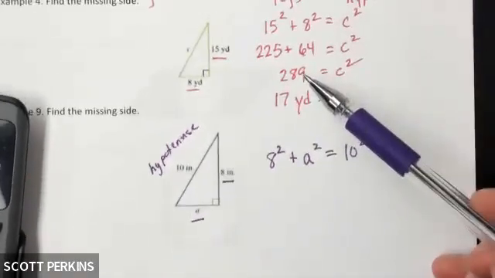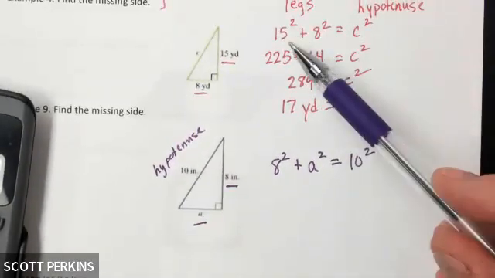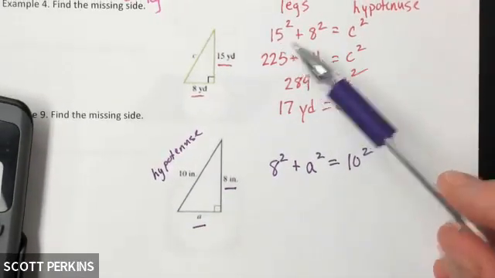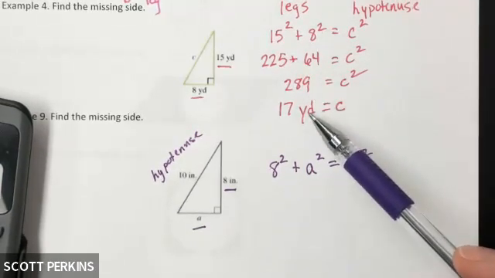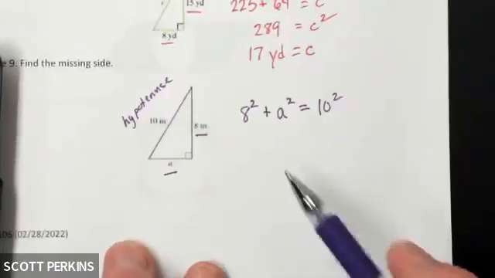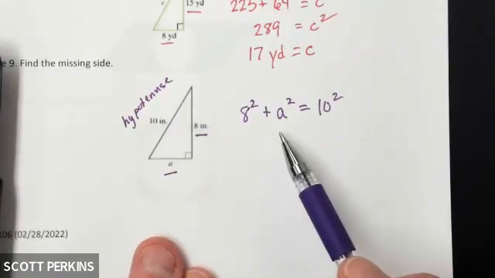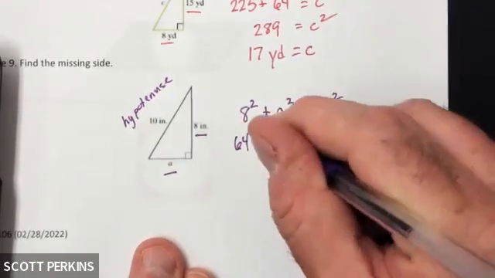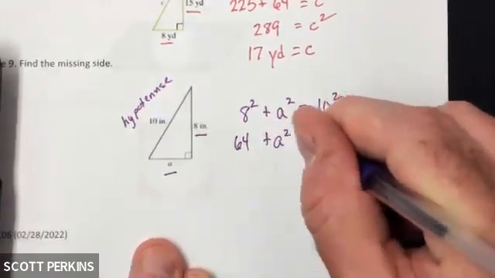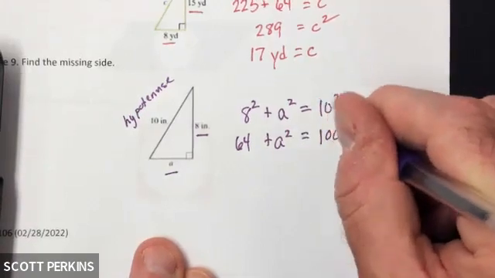On the previous problem that we did, since both of the values that we knew, both of the legs, were on the same side, I was able to just square them and add them up and then take the square root. On this one, I have a little bit of a different approach. So first thing I'm going to square just like I did. So I've got 64 plus the a squared, and 10 squared is 100.